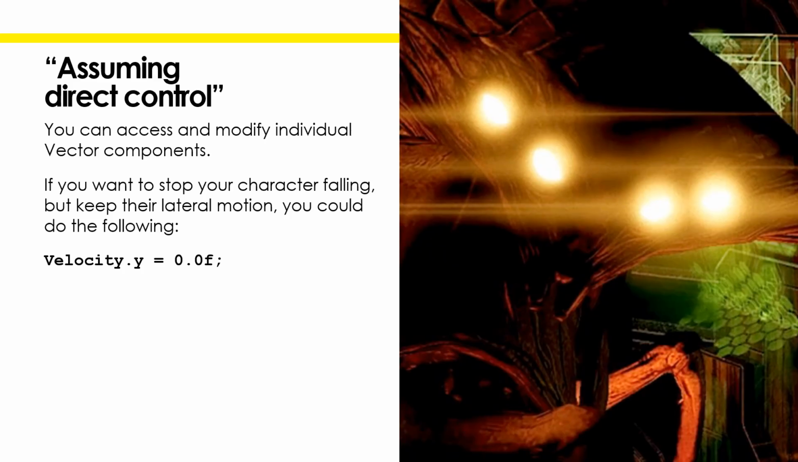If for whatever reason you might need to access and modify individual vector components, you can do that as well. If you have a 3D moving character and you want to stop them from falling, you can just jump into the velocity value and set the y value to 0. So now any y speed that it had is removed and it's going to stop falling.